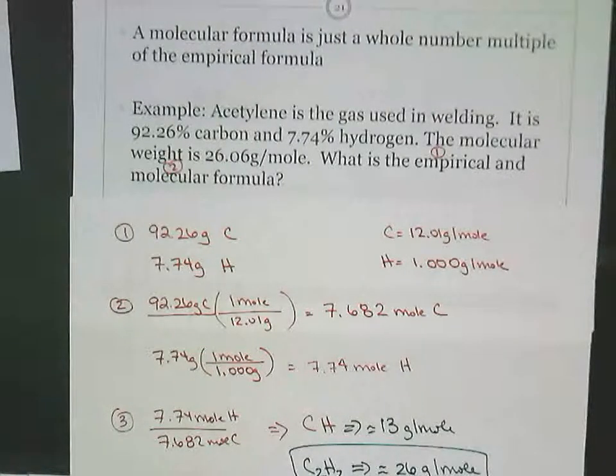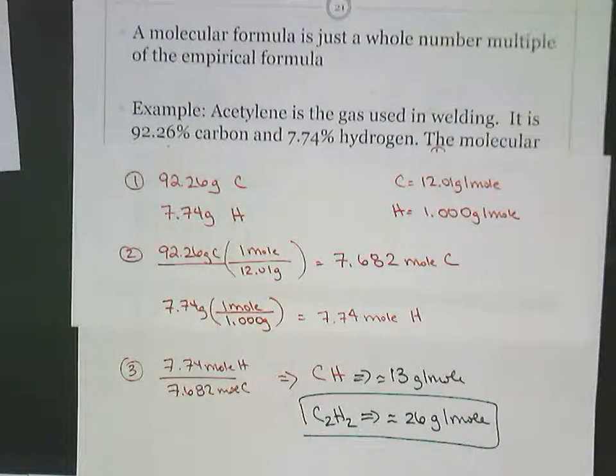Sorry, I fell off the bottom of the page. Right, 1-to-1 is about 13 grams per mole, and I know it should be 26, so it should just be doubled. That's really an obvious example, right? I mean, 13 and 26, you can do it in your head.